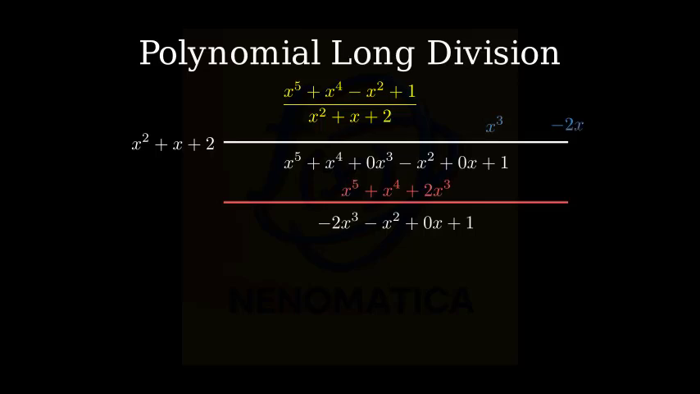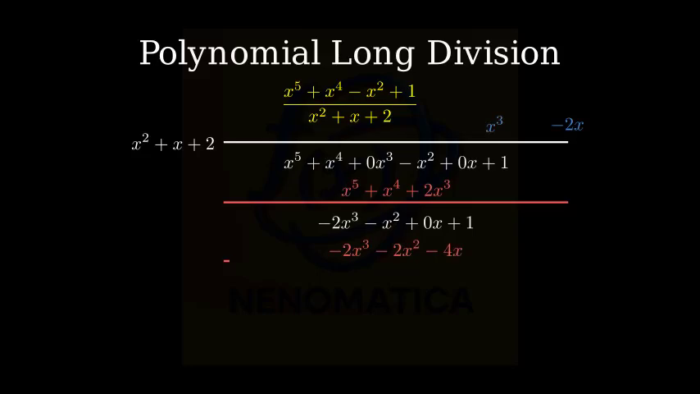For the second step, we repeat the process. We divide the highest degree term of our new dividend by the highest degree term of the divisor. So we divide negative 2x cubed by x squared, giving us negative 2x. This becomes the second term in our quotient.